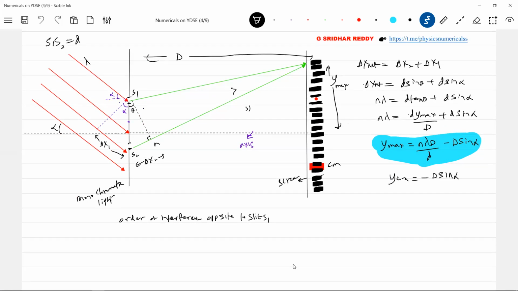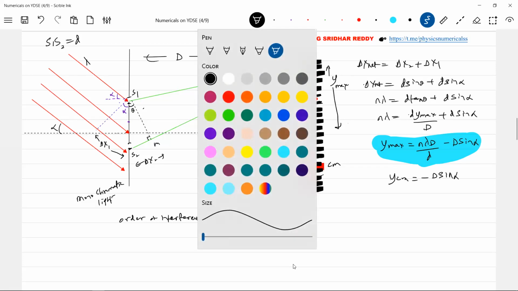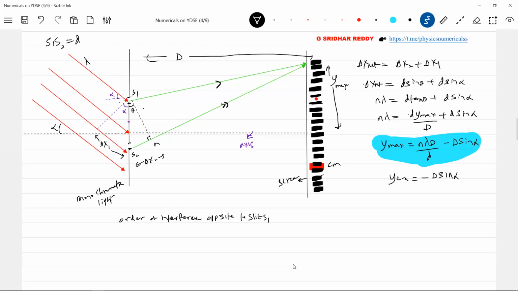Now see this order of interference opposite to the slit S1. Exactly opposite to the slit, what is the distance? This should be equal to d by 2. So this order has to be determined. Now, what shall I write in place of y max? So plus d by 2 is equal to n s1, I'll write it.